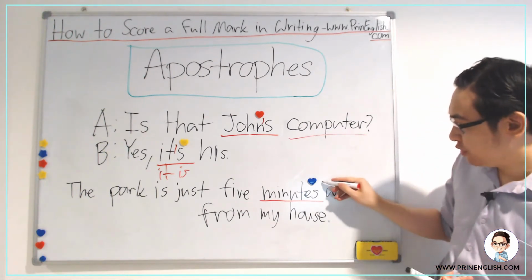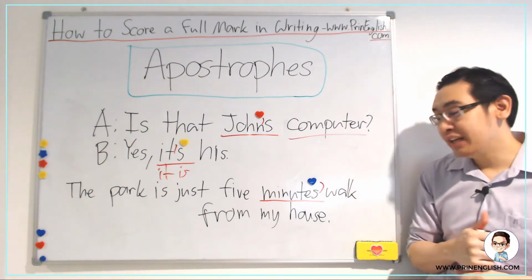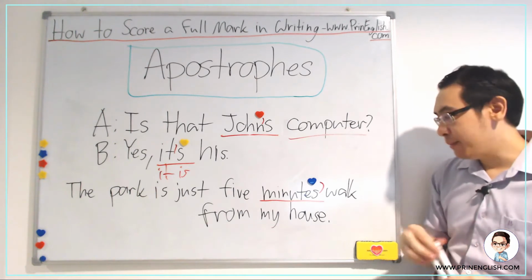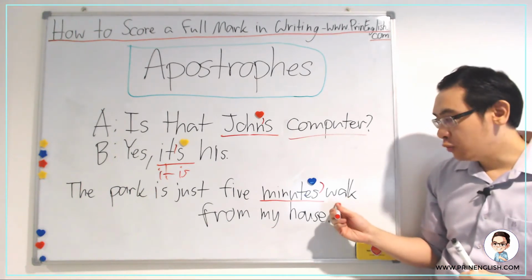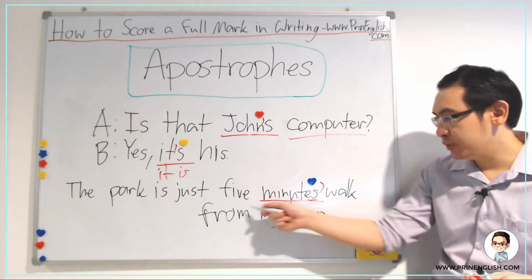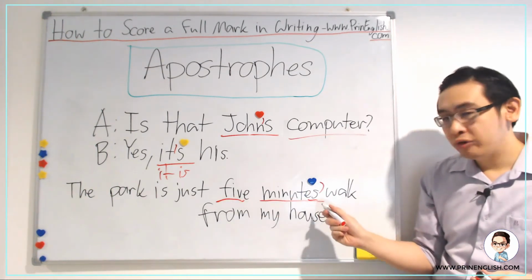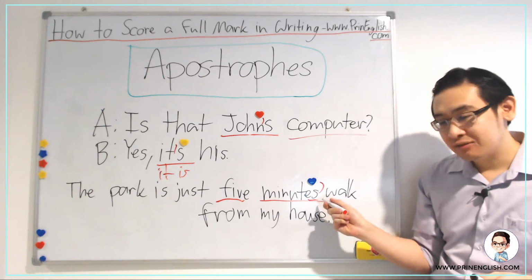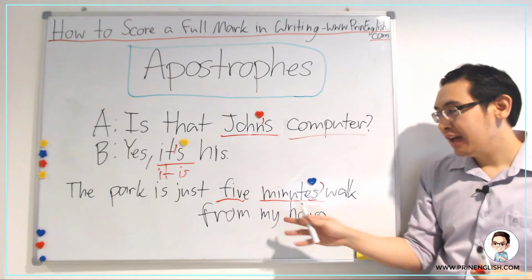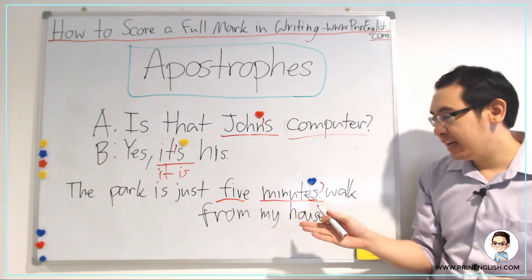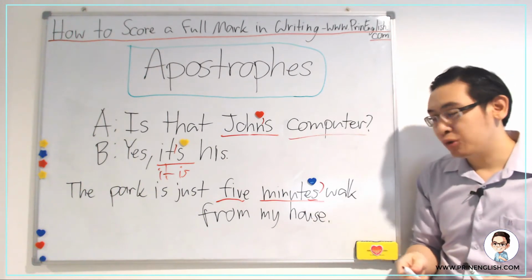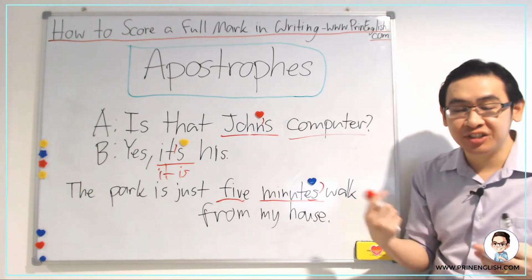We need an apostrophe like this, okay? So 5 minutes' walk, because the apostrophe is used with the duration of time as well. This is to show that the walk takes 5 minutes. And since it's plural, because we're talking about 5 minutes, the plural of minute is minutes, right? So we only need to add the apostrophe. We don't need an S. But if the sentence was saying, it's just 1 minute's walk, then it would be apostrophe S because we're only talking about singular, okay?